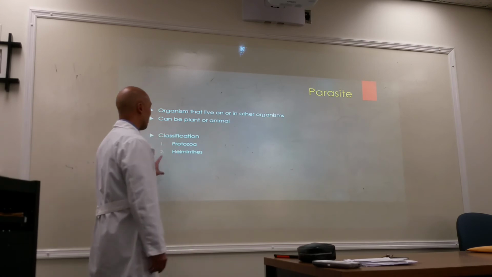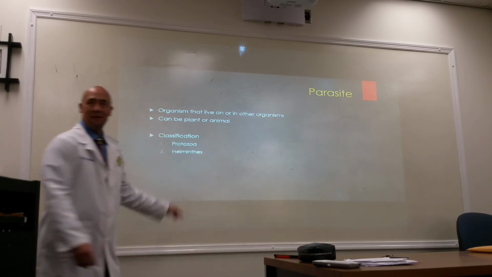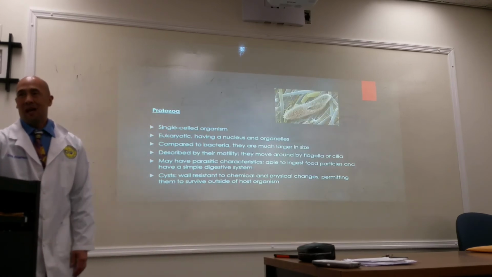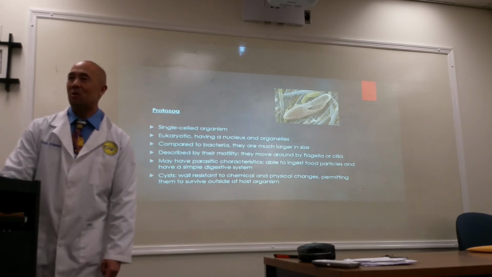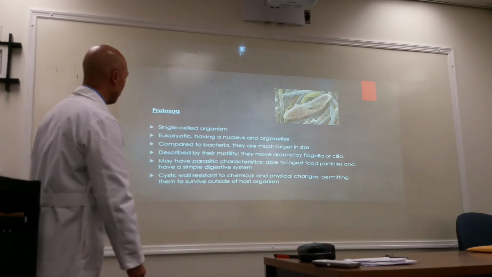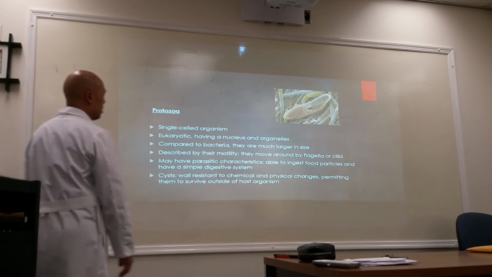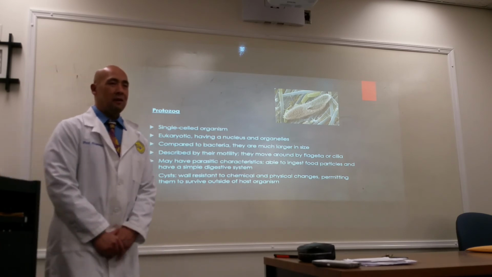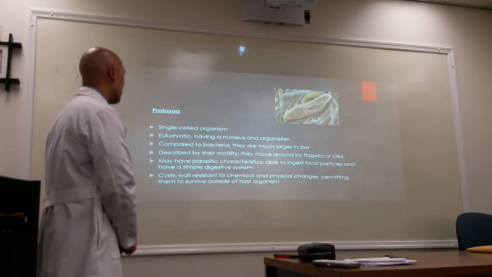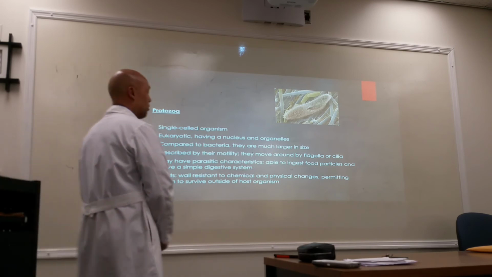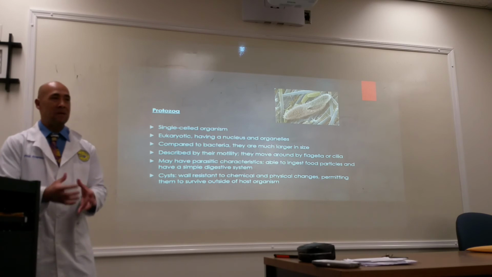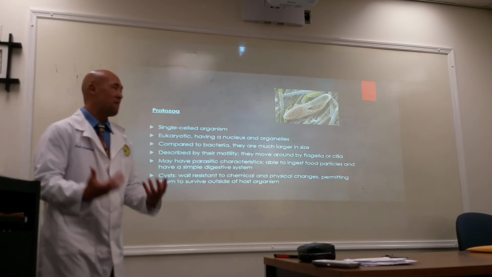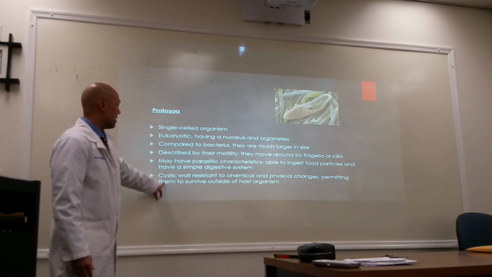Okay. It can be a plant or an animal. Classifications include protozoa and then helminths. A protozoa is a single-celled organism. It is eukaryotic. Compared to a bacteria, they are much larger in size. Compared to a bacteria, they also may have a protective coating around them that makes them highly resistant to their environments. So these are called cysts.